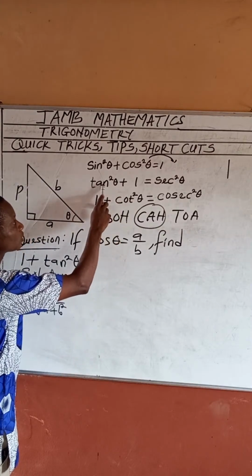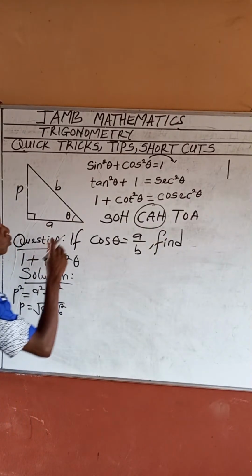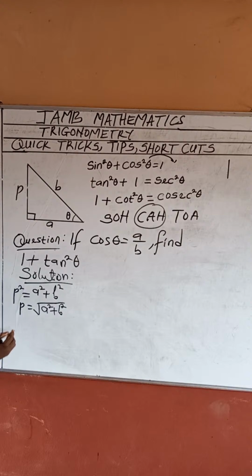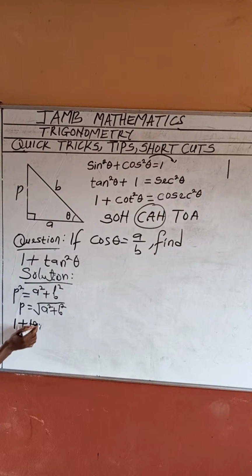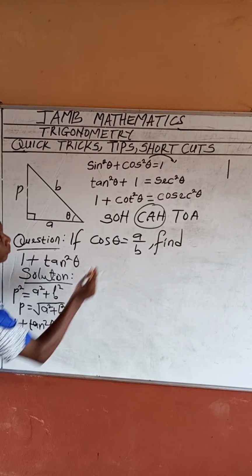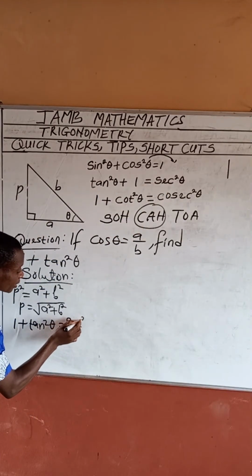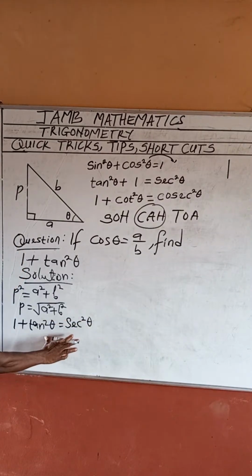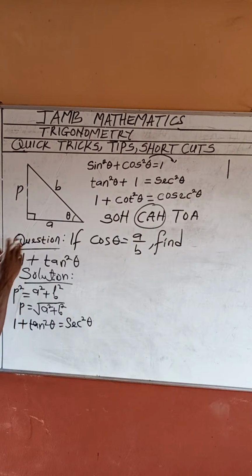So if this is 1 plus tan squared theta, it means it is equal to sec squared theta. That is the beginning of the solution. So the implication here is that 1 plus tan squared theta is equals to sec squared theta. Now that we know that, what is sec squared theta? It's 1 over cosine squared, which means we don't even need this other one.